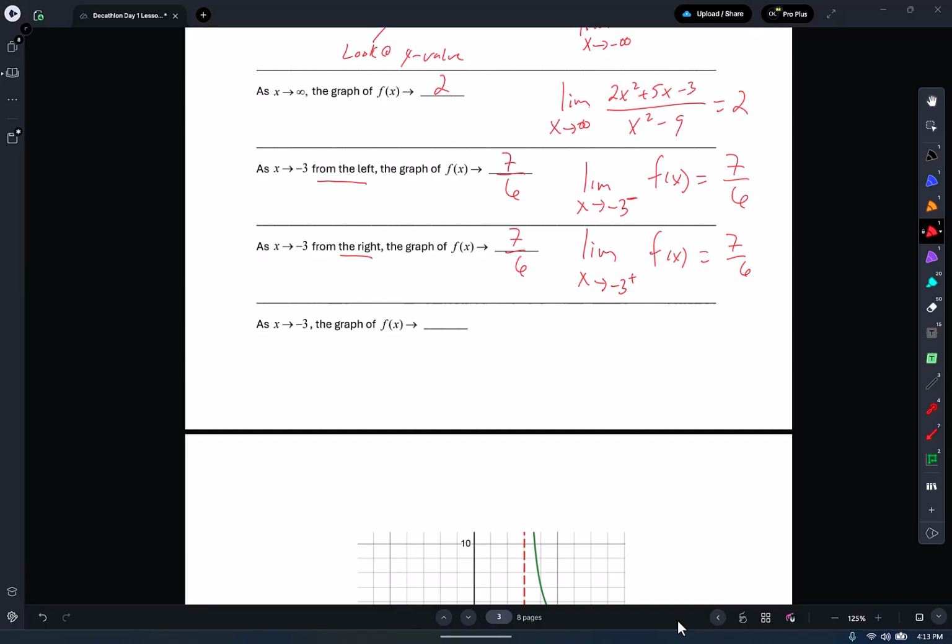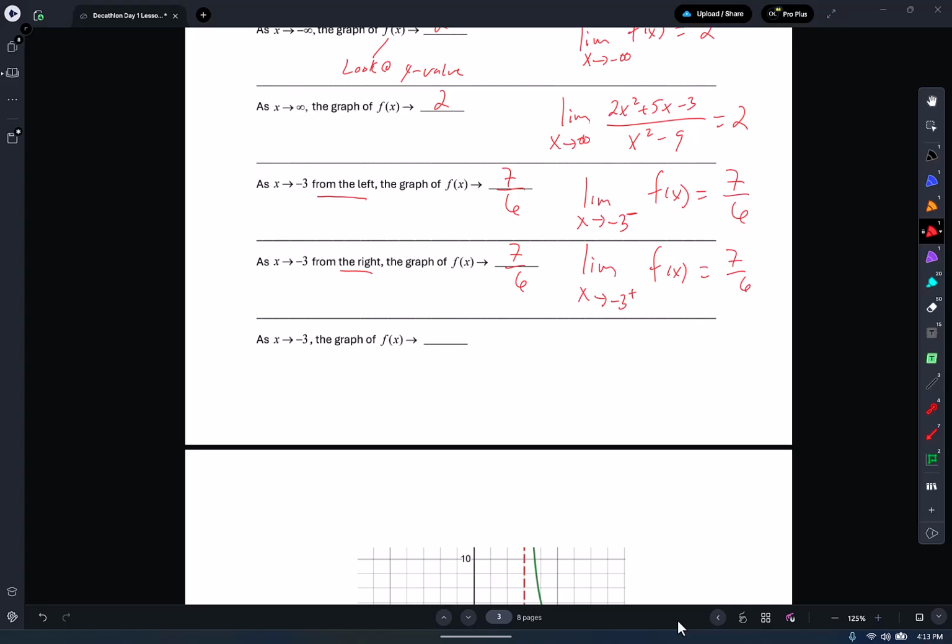Is that negative 3 right? Yeah. That's negative 3, but I'm approaching from the right-hand side, so I put a little plus symbol. Oh, okay. So the little plus symbol means from the right. The little minus symbol means from the left. And don't worry, we're going to have practice. We're going to have Delta Math in a little bit.